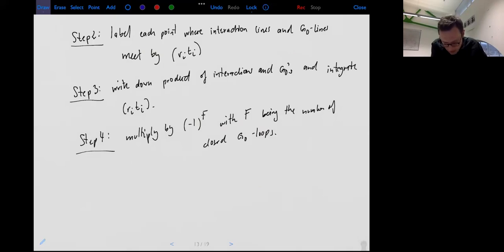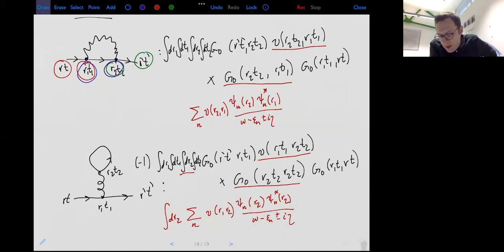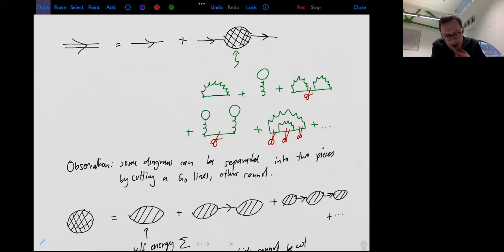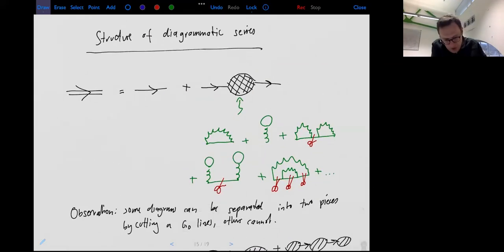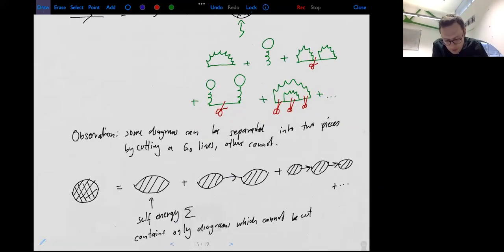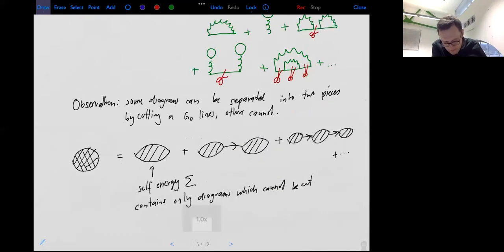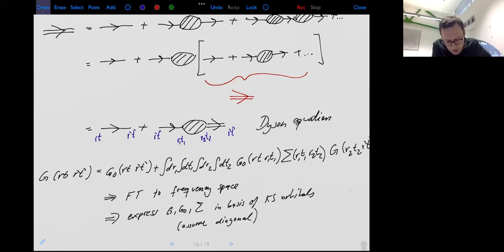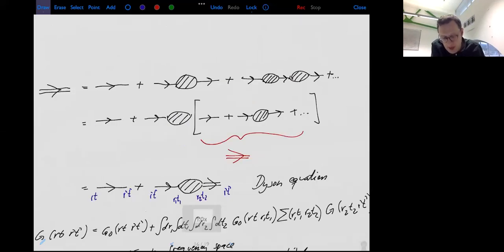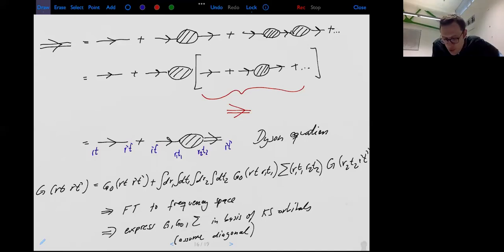We learned how to map these diagrams onto analytical expressions using the Feynman rules, and then we set out to find structure in this diagrammatic series. The first important result was the Dyson equation, which allowed us to express the interacting Green's function in terms of the non-interacting one and the self-energy, which only contains diagrams that cannot be separated into two fragments by cutting a single Green's function line.